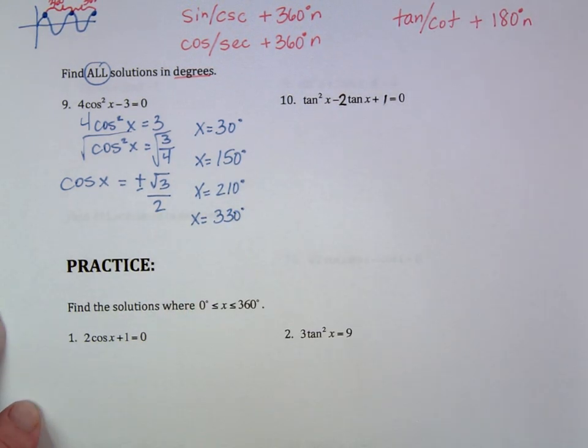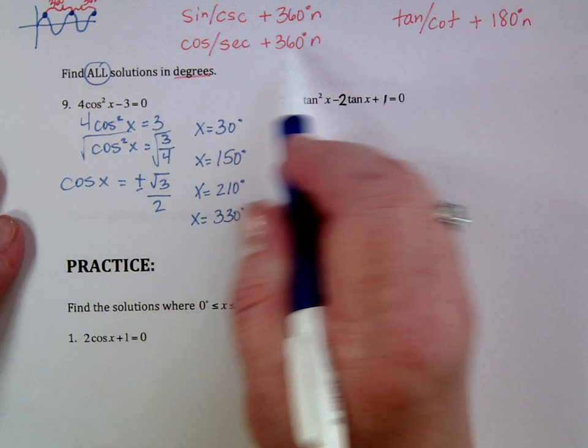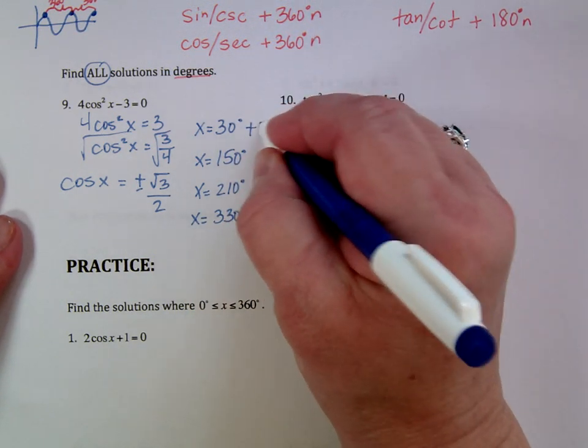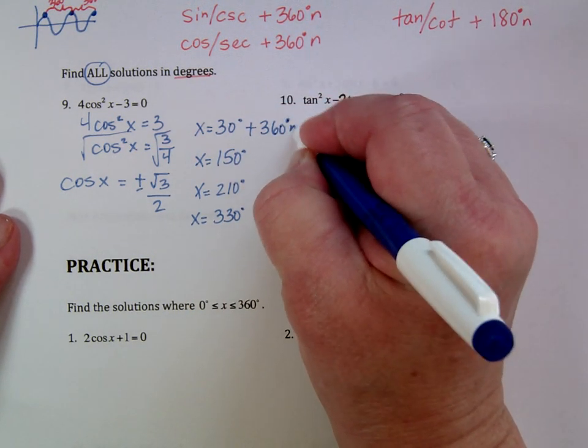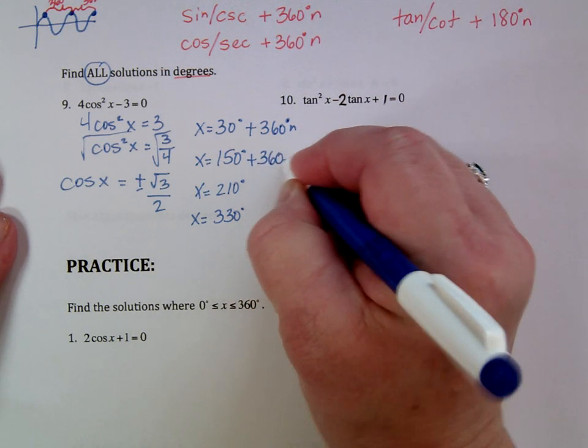Now, here's where the extra thing comes in, because they want all solutions. This one is cosine. Cosine gets added with plus 360n. Here it is. Plus 360 degrees n. All of them get the same thing.